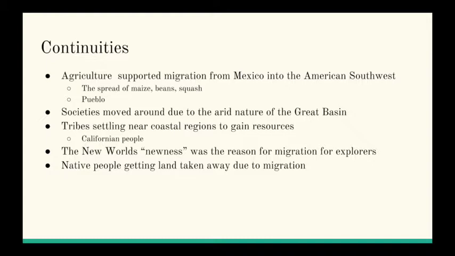Our last continuity we can see are native people getting land taken away due to migration. As soon as the Spanish and English migrated to the Americas in search for new lands, the native people's land was taken away and used to create civilizations.